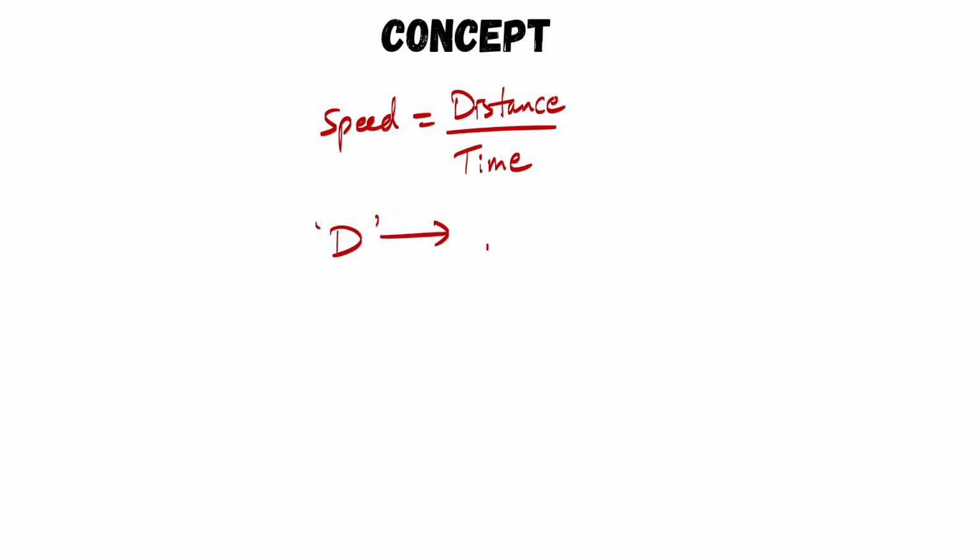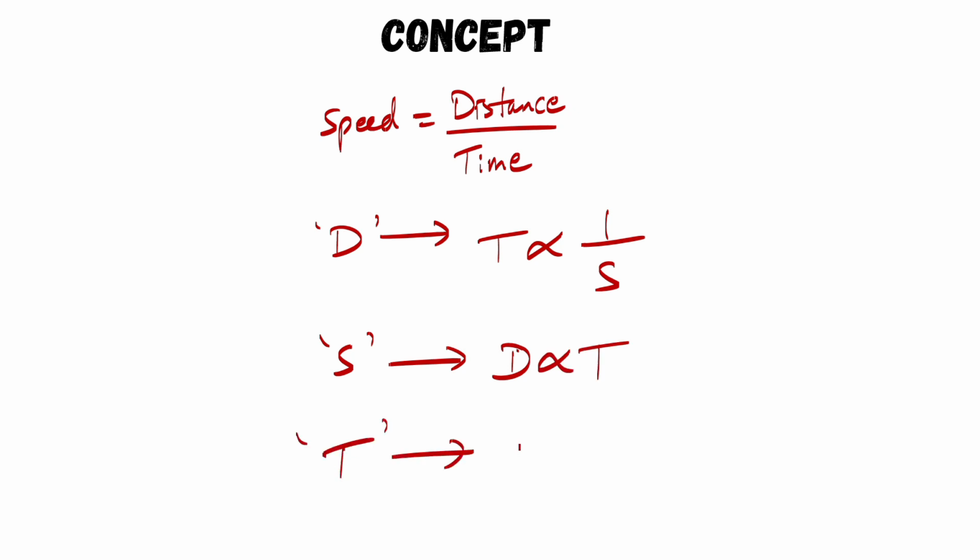Whenever we hear about time, speed and distance, the first relation that comes to our mind is speed equals distance by time. When distance is constant, time is inversely proportional to speed. When speed is constant, distance is directly proportional to time. When time is constant, distance is directly proportional to speed.